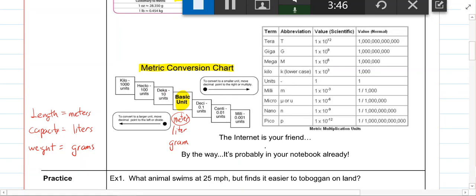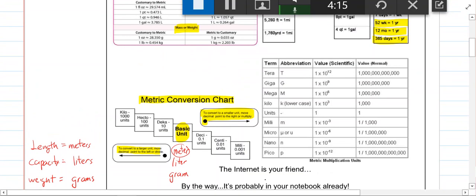And right here, in these little spots right here, you might need to blow up the screen so you can read it. It says to convert to a smaller unit, move decimal point to the right or multiply. So if you want to go this way, you move it to the right to convert to a smaller unit. And if you want to move it this way, you move it to the left to convert to a larger unit.